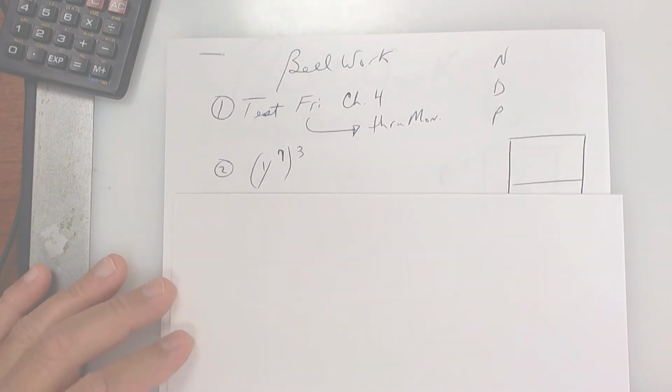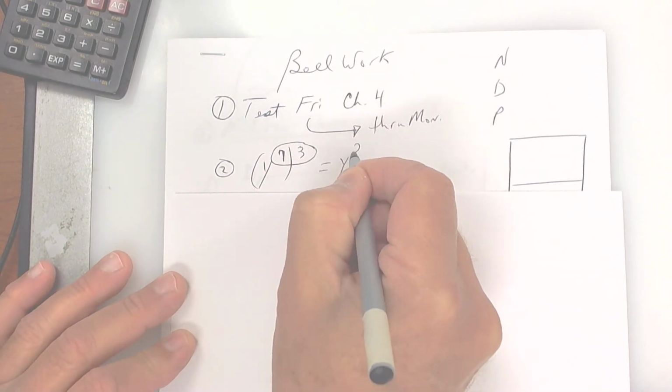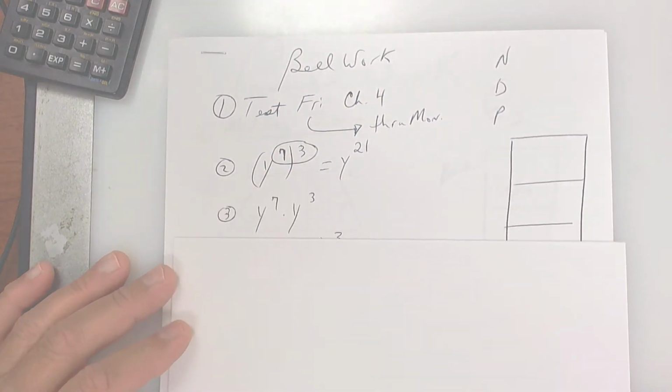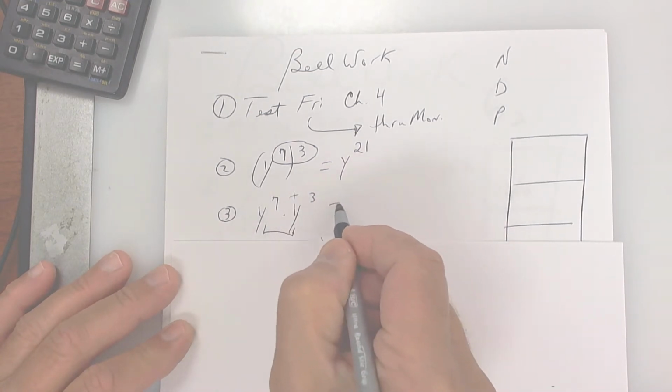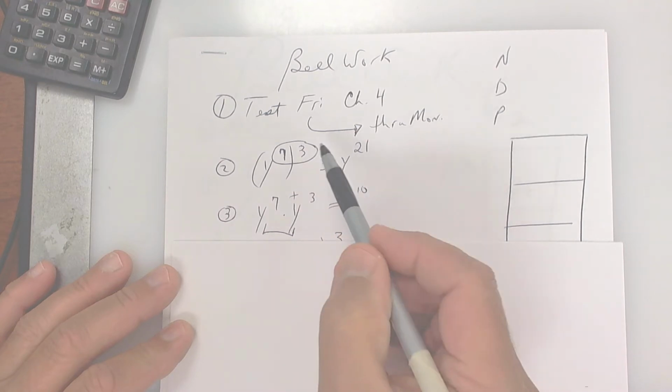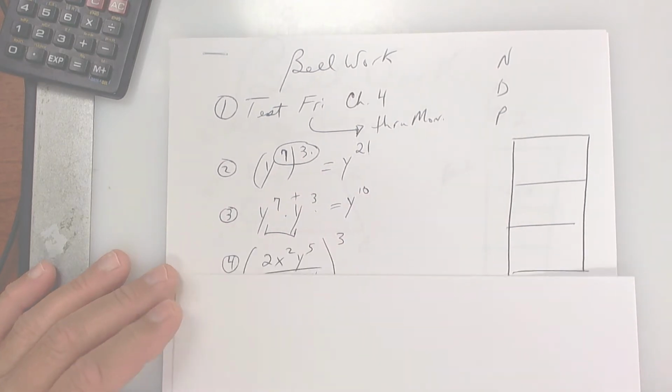This right here, everything inside here gets a 3. This is a power to a power, so it's going to be y to the 21st power. This one you have the same base, so you add the exponent. So that's going to be y to the 10th. Big difference between this one and this one. This one's a lot bigger.